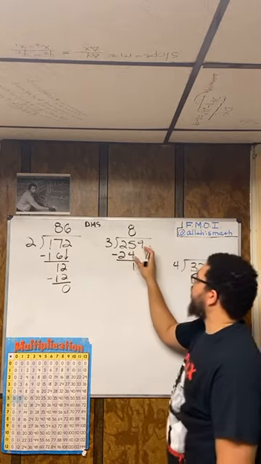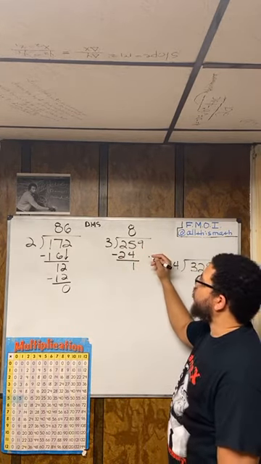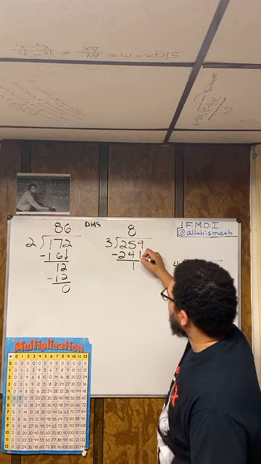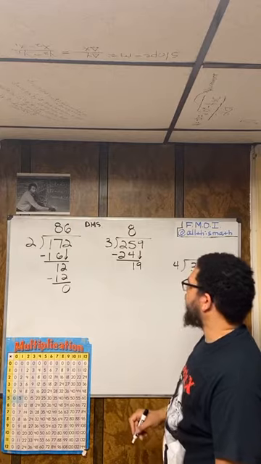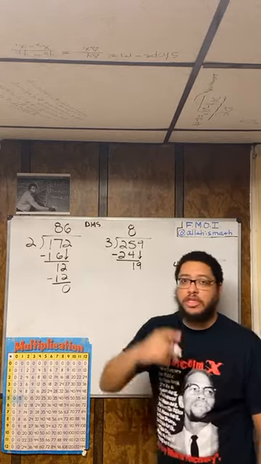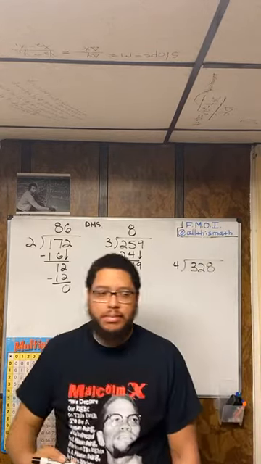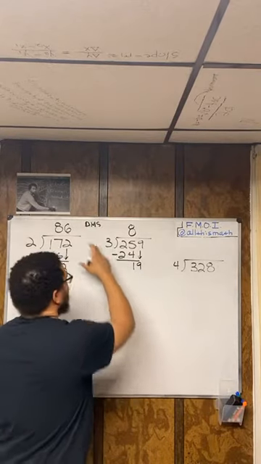So I look at my dividend and I see if there are any digits that I have not used yet. And I see there's a 9 right here. So the 9 comes down. And now you have 19. Now your 1 transformed into a 19. Right? So now we start the process over again.